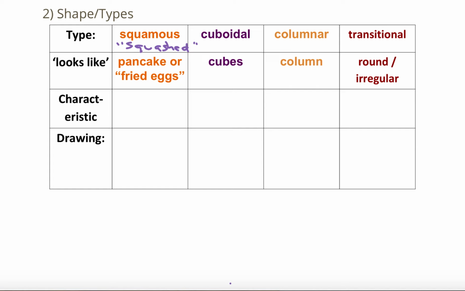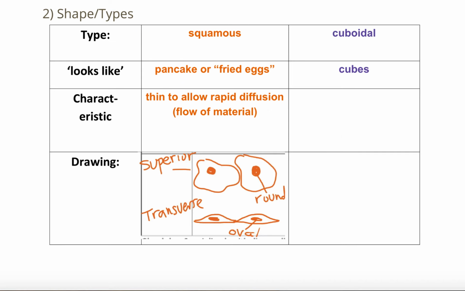And finally, we have transitional. Transitional has transitions between round, irregular shapes and stuff like that. But they actually aren't very squashed looking. Some students think transitional looks like squashed. No. Squashed is more squamous. Okay, so let's go over squamous.